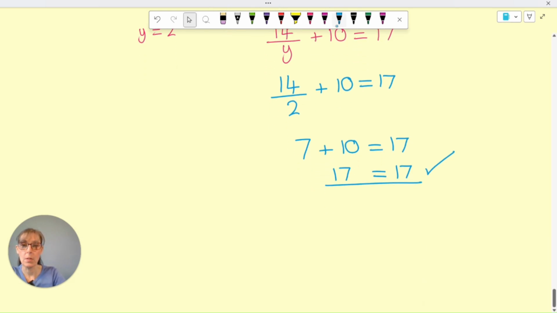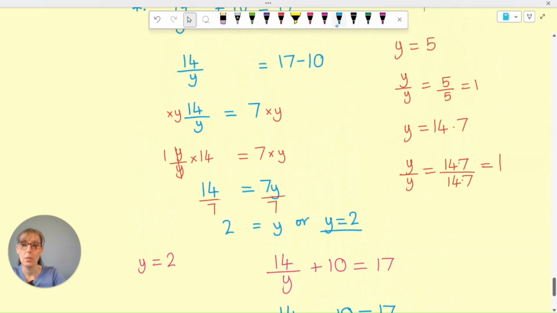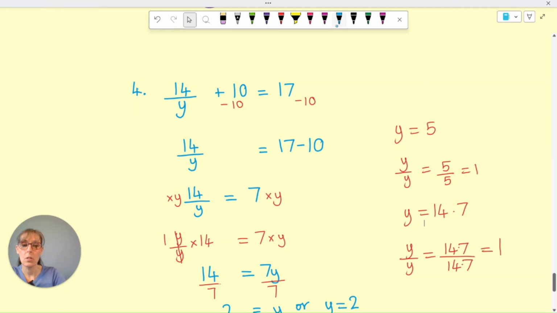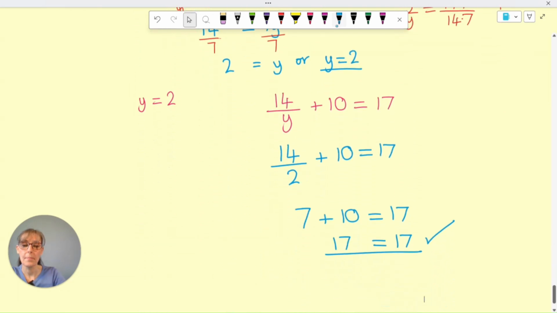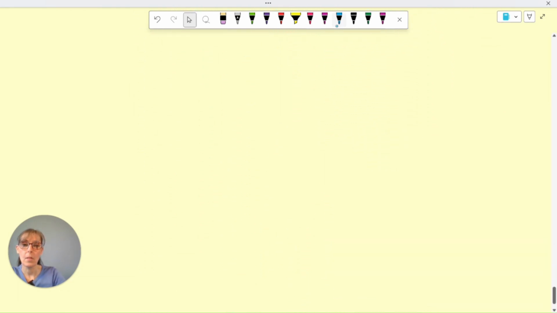What number was that anyway? Was it 4 or 5? 4. Let's do another one. Okay. Let's make sure that's up here somewhere. Number 5. 22 take away 6 divided by y is equal to 20.